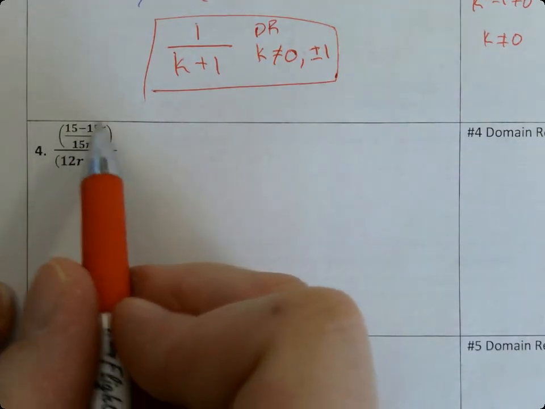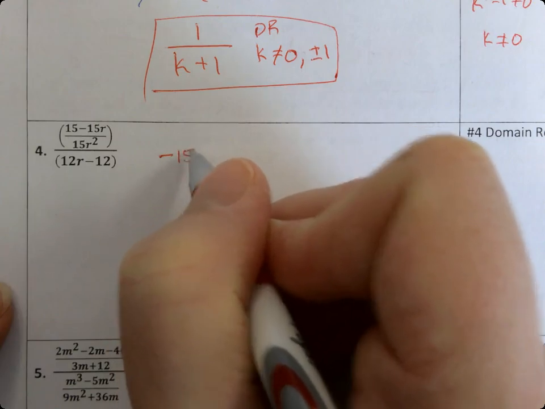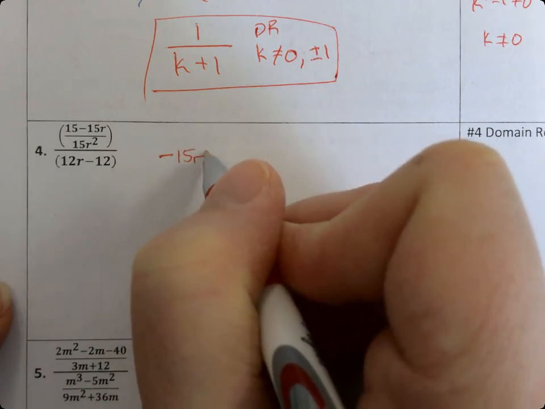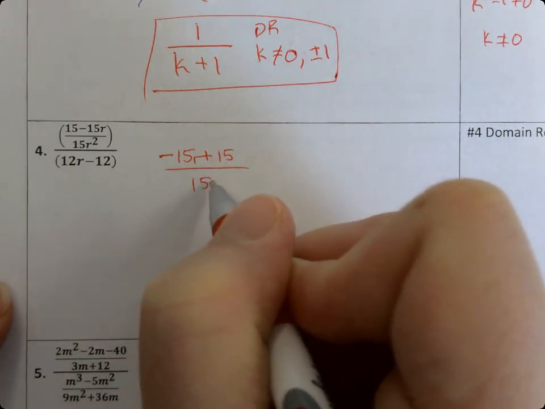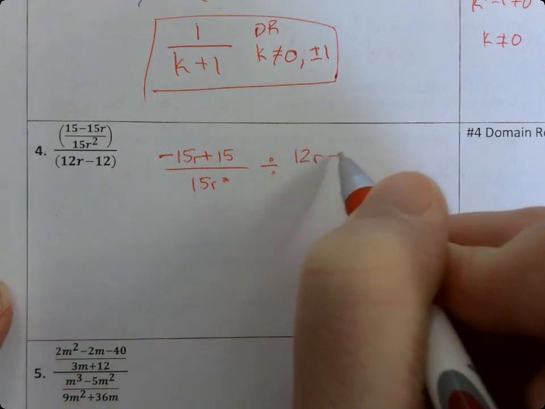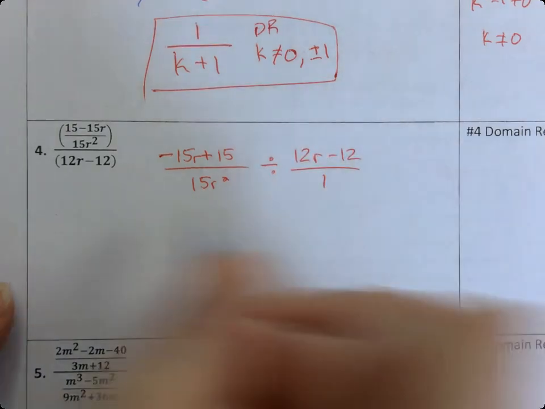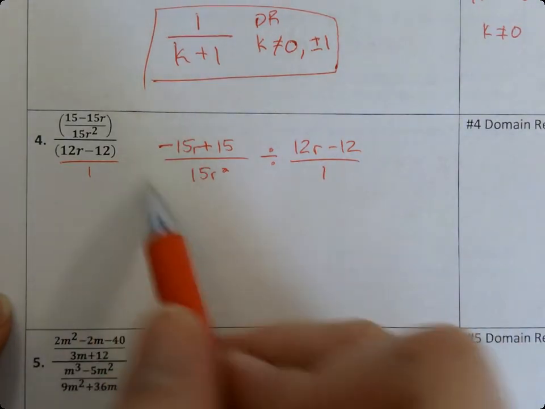I'm going to look at this top and think it's a little out of order. So I'm going to take a second and rewrite it as negative 15r plus 15 over 15r squared divided by 12r minus 12 over 1. I want to show that this is over 1. Now, you don't have to show all this, but I just wanted to show you what I'm doing.